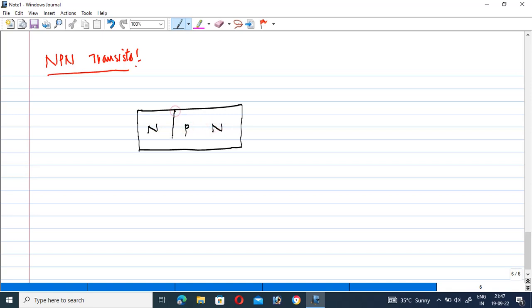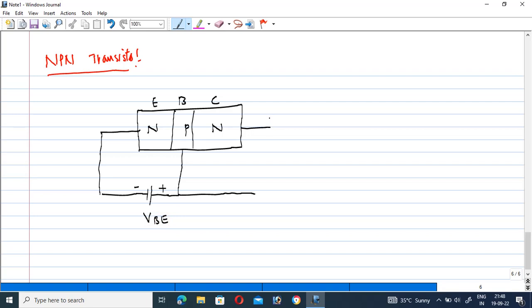NPN. This is nothing but emitter, this is base, this is collector. So in case of the NPN transistor, the first junction must be in forward bias condition. So negative, positive, NPN. It is in a forward bias condition, plus minus, this is VBE, the base emitter voltage.